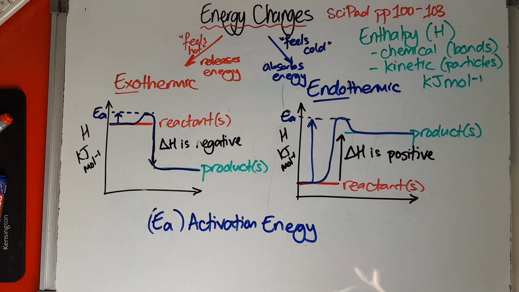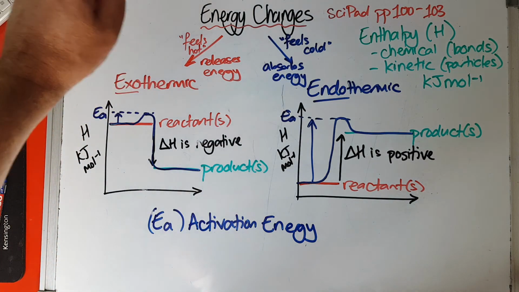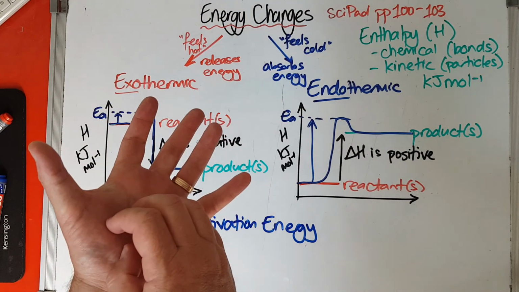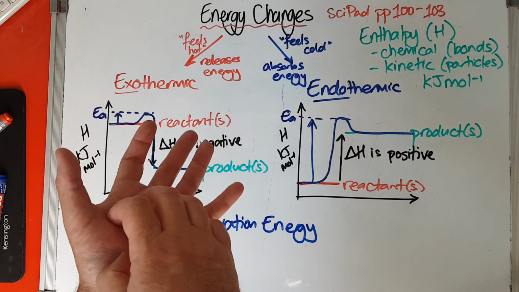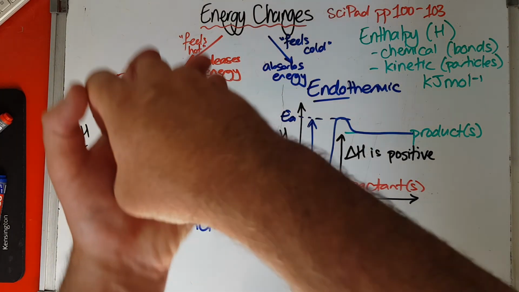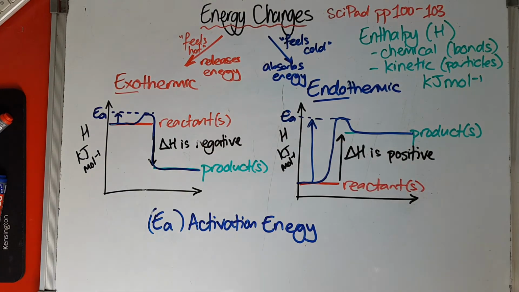The easiest way, the best hint I can give you, is if it feels hot, then it's releasing energy. Your body is absorbing the energy that's left over, so it's exo. If it feels cold, then it's absorbing energy out of you, so it's endothermic.